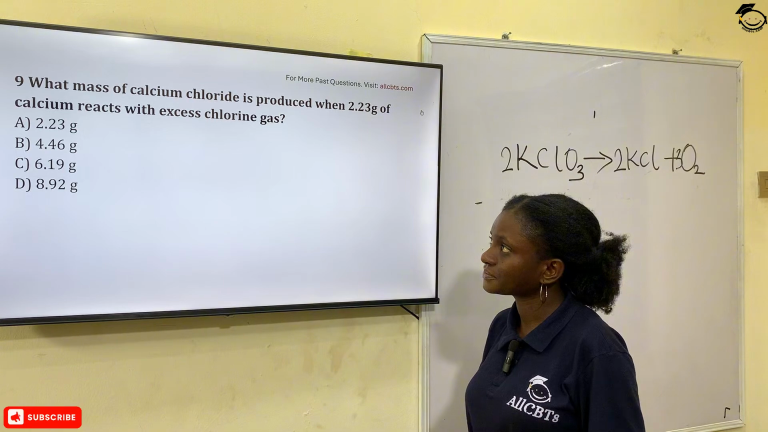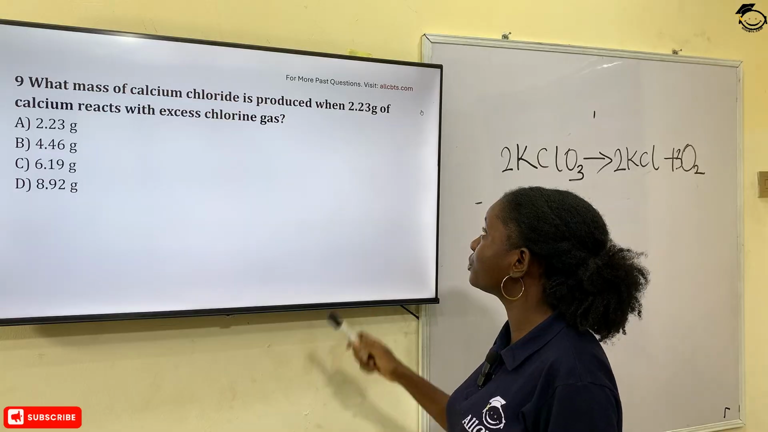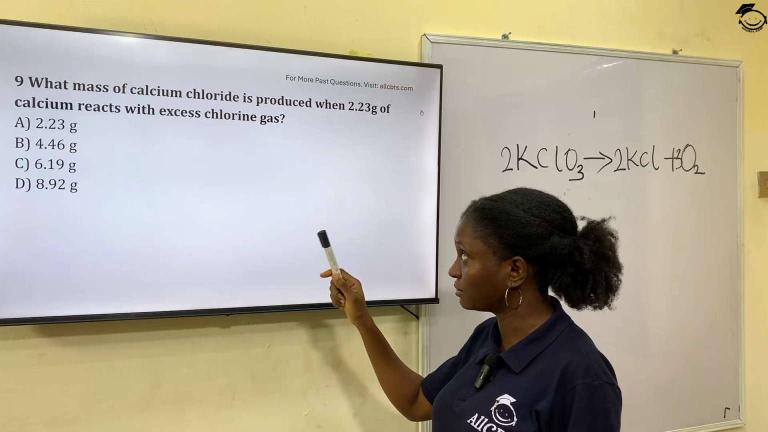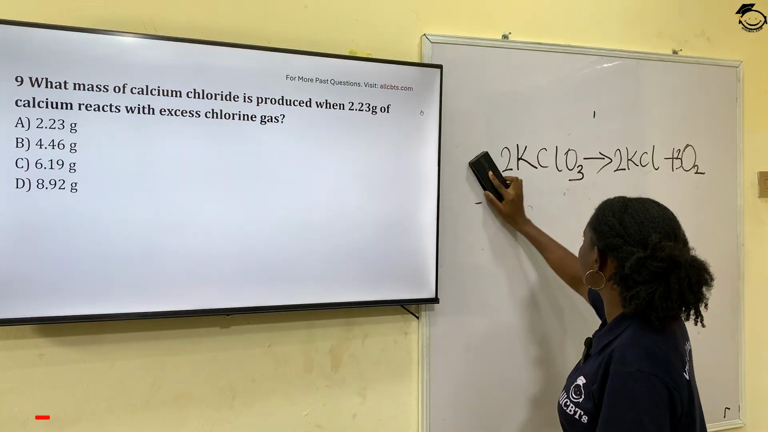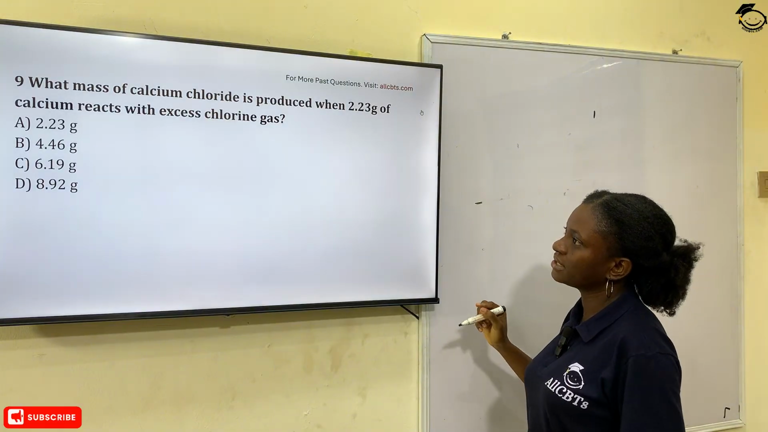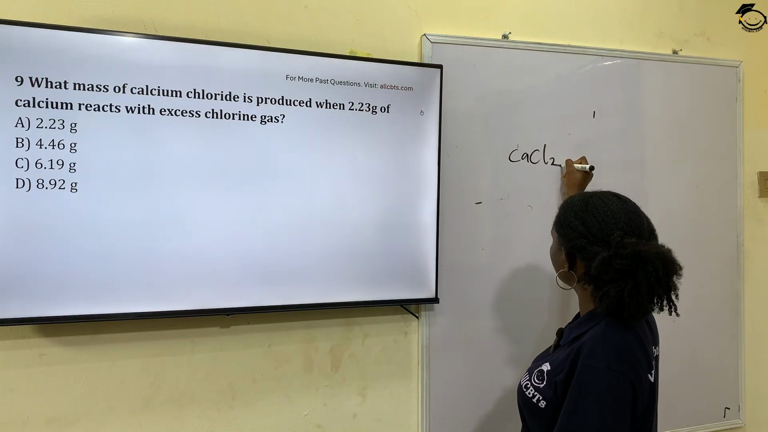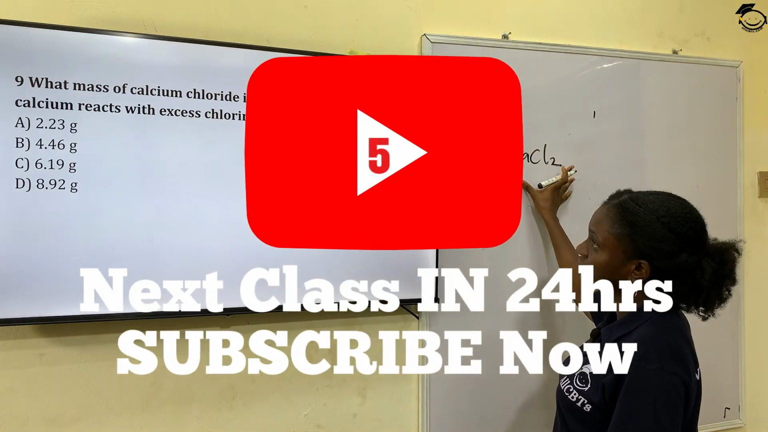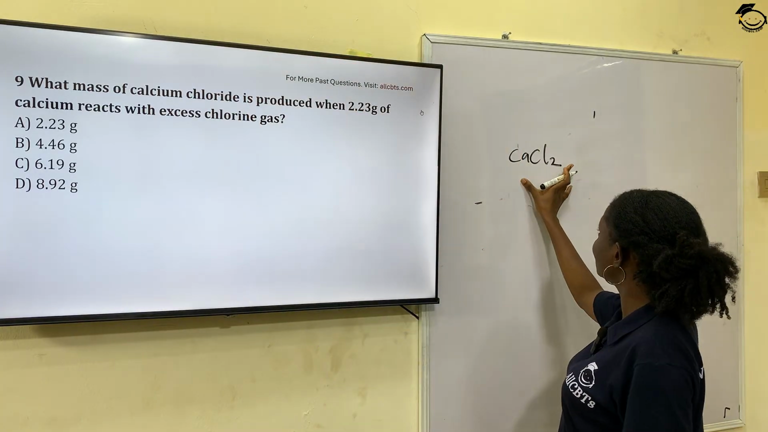Question 9. What mass of calcium chloride is produced when 2.23 gram of calcium reacts with excess chlorine gas? So do a bit of calculation here. We're given calcium, that's calcium chloride. Let's calculate the mass of calcium chloride.